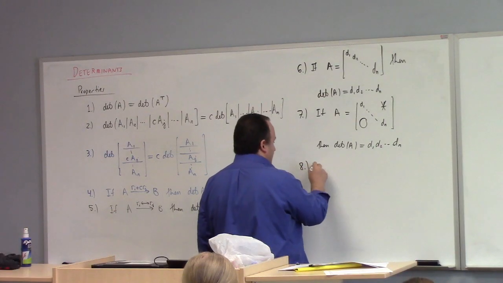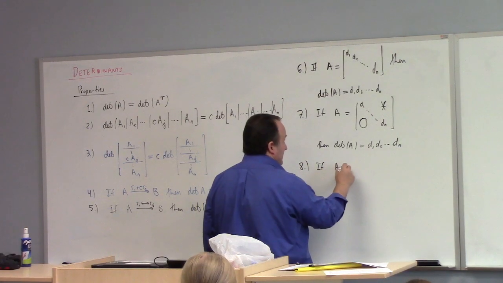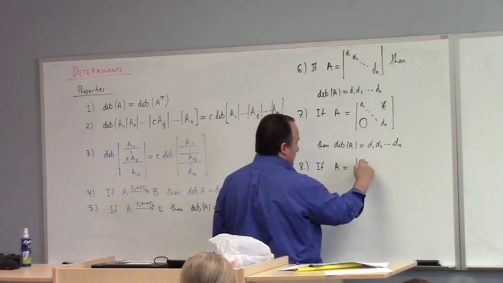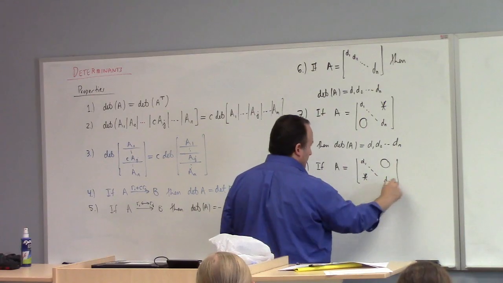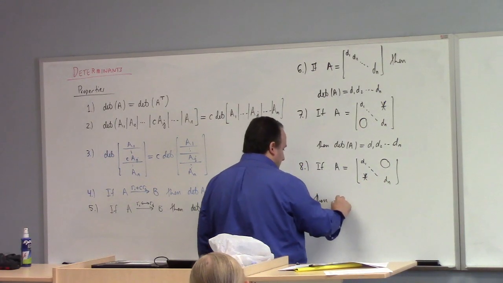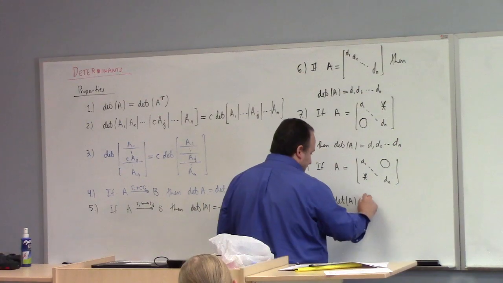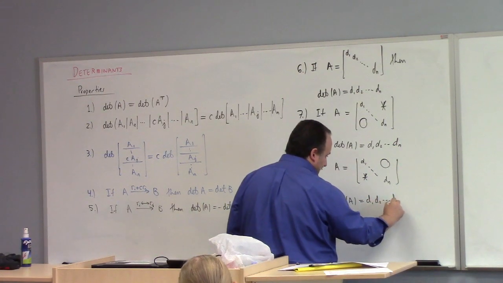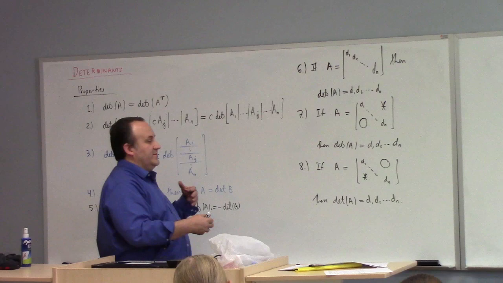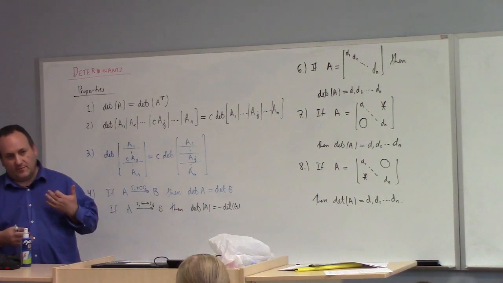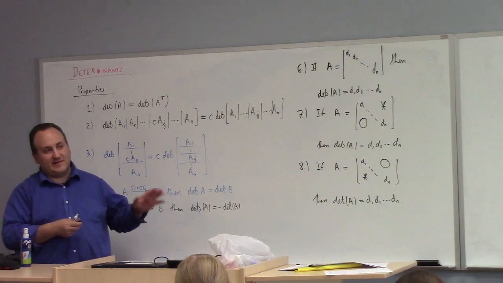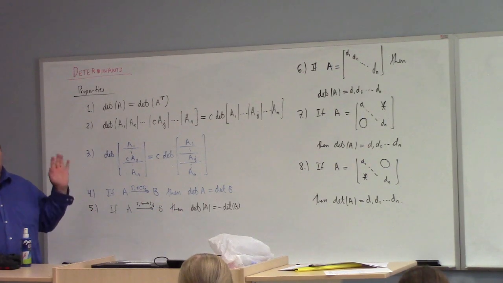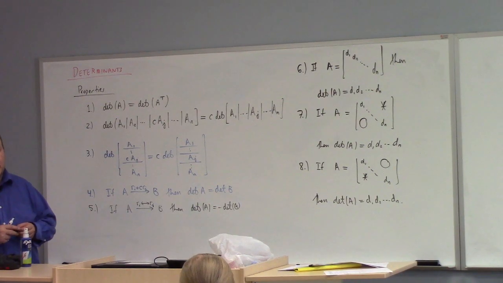Number 8, if A is equal to D1 through Dn on the diagonals, and zeros up here, and whatever down here, then the determinant of A is equal to the product of the diagonals. So in other words, if you have an upper triangular, lower triangular, or diagonal matrix, these are super easy to calculate the determinant of. We simply multiply the diagonal entries together, and that gives it to us. All right?